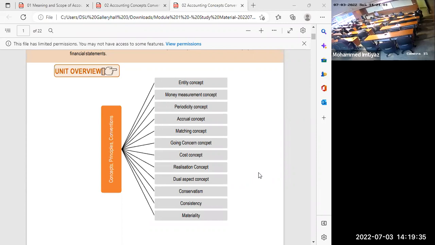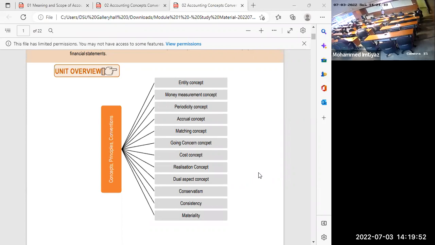So that 9,000 is called prepaid insurance. It should be treated as an asset for the current year. Next year, it can be treated as expenditure. This concept is called the accrual concept.